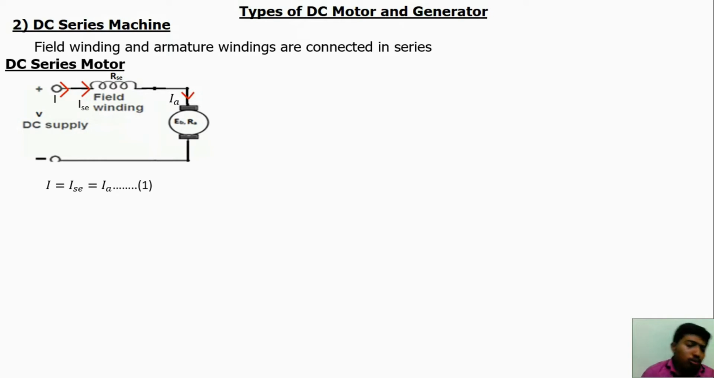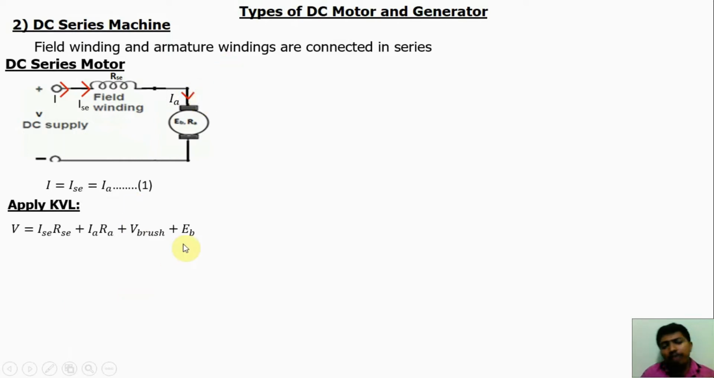Now apply Kirchhoff's voltage law for this loop. Here the input is V, the electrical voltage. So V is equal to the voltage drop ISC RSC. In the armature, there is a resistance drop IARA, then the brush drop, Vbrush, plus back EMF EB. We know that IA is equal to ISC. Substitute here, we will get V is equal to IA into RSC plus RA plus Vbrush plus EB, because IA is equal to ISC. This is the equation for the DC series motor.